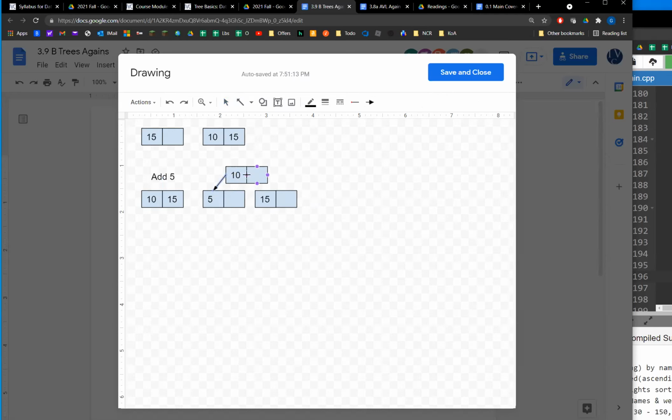First pointer goes to our first subtree, values less than 10. Second pointer goes to our second subtree, values greater than 10.